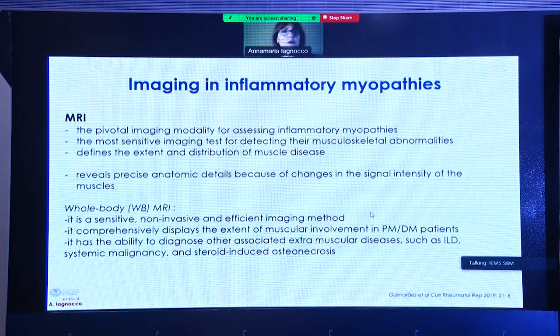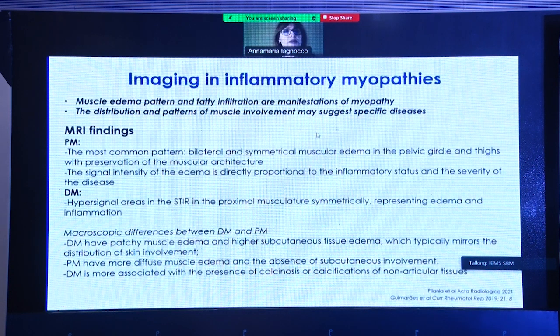MR is the reference standard for evaluating inflammatory myopathies, and it is able to show in a very sensitive and non-invasive way different abnormalities that can be present at muscular level in those patients. Particularly the muscle edema pattern and fat infiltrations are the manifestations of myopathy, and the distribution and patterns of muscle involvement might suggest a specific disease.